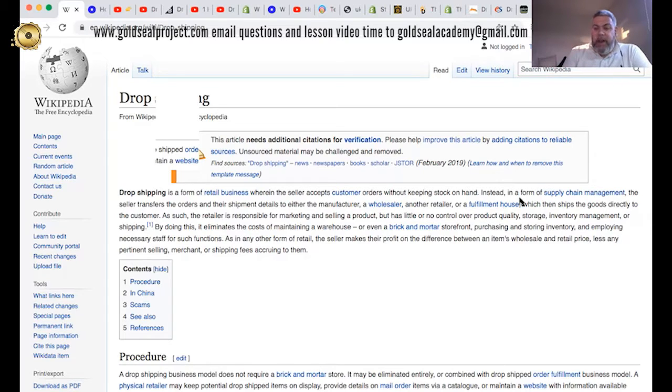So instead, in a form of supply chain management, as mentioned before, the seller transfers his orders and their shipment details to a manufacturer, in this case, a wholesaler, another retailer, or a fulfillment house, which then ships the goods directly to the customer. As such, the retailer is responsible for the marketing and selling of the product, but has no control over the product quality, storage, inventory management, or shipping.